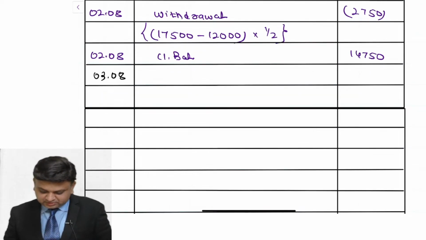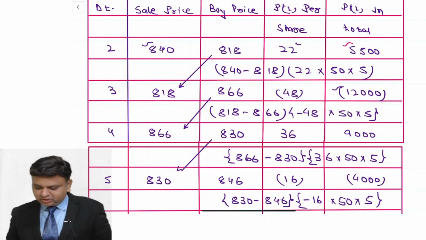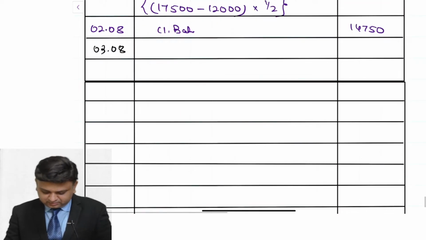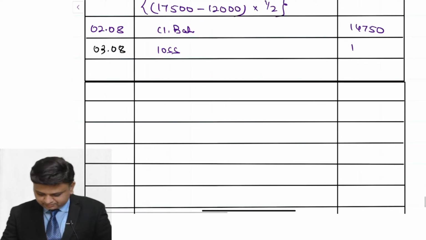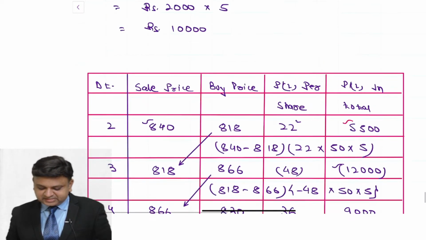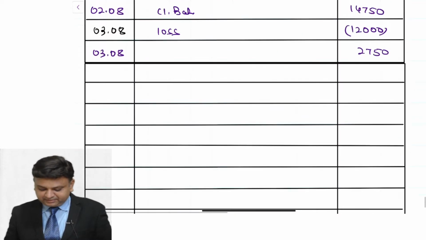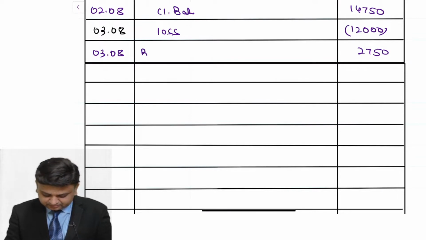On 3rd of August, there is unfortunately a loss of 12,000. So on 3rd of August, the closing balance is 2,750. The 2,750 balance is less than the maintenance margin of 10,000. So what will happen? This is the balance before margin call.